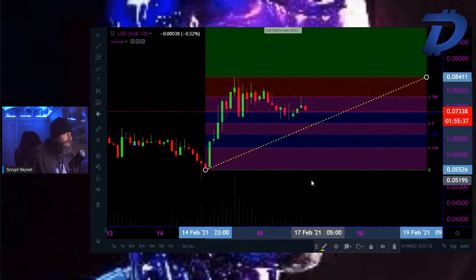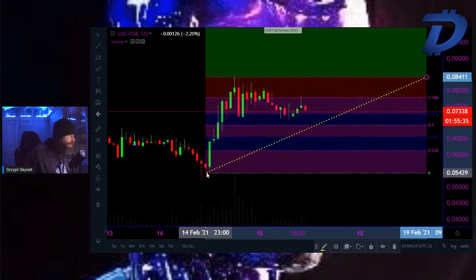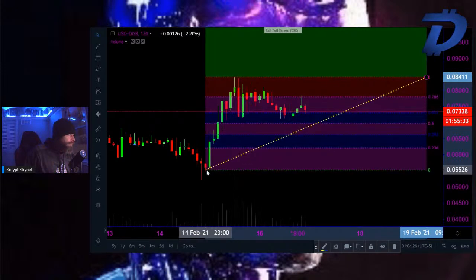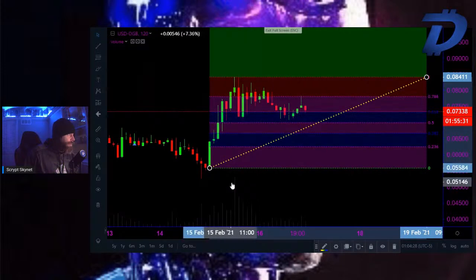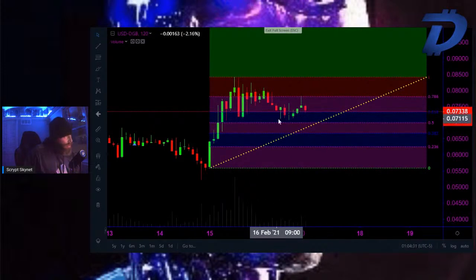Let's go by the wicks. Okay, yeah, that's basically it right there. So we found support here at the 0.618. I'm just going to start calling this the 0.6 blue and the 0.3 blue. Let's just hope I can remember that.